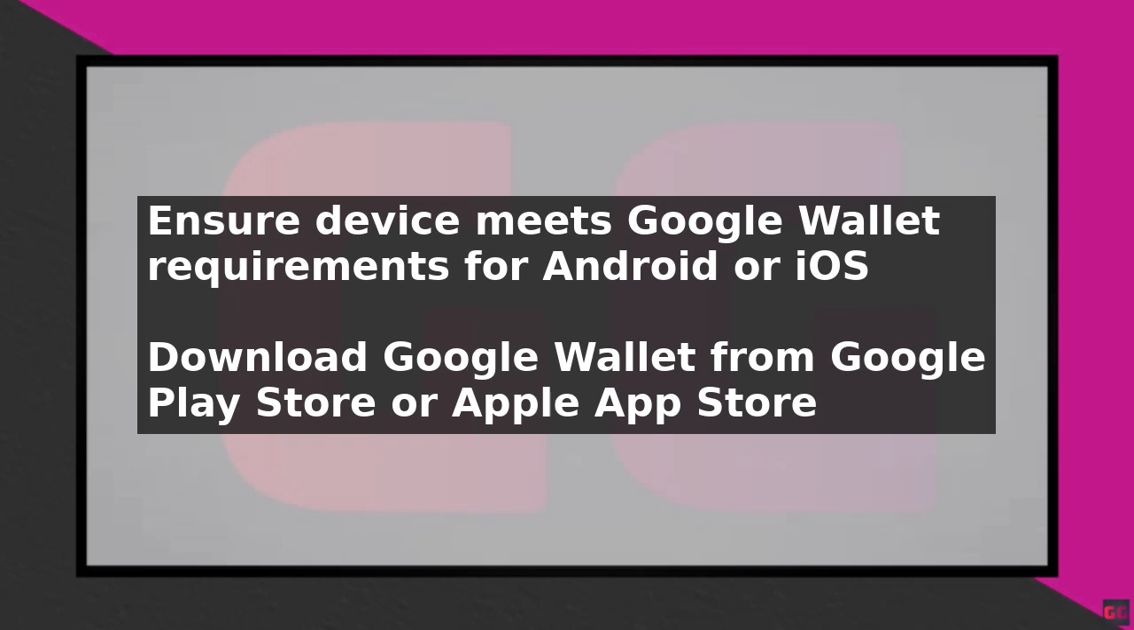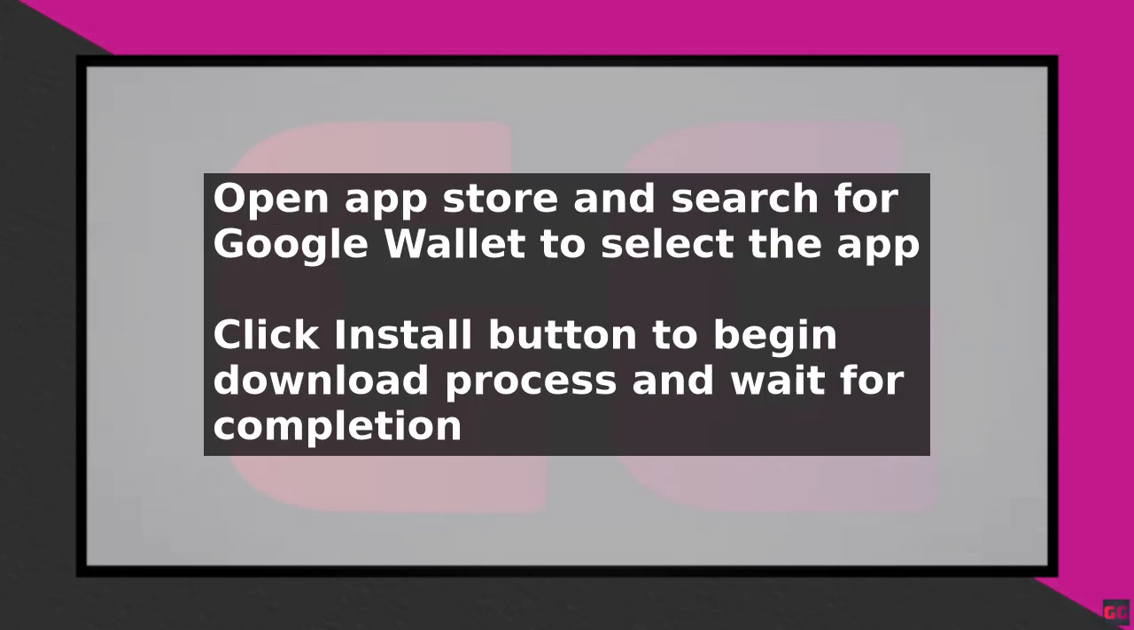Type Google Wallet into the search bar and select the app from the search results. Click the Install button to begin the download process. Depending on your device and internet connection, this may take a few seconds or minutes to complete. Once the installation is complete, click the Open button to launch the Google Wallet app.